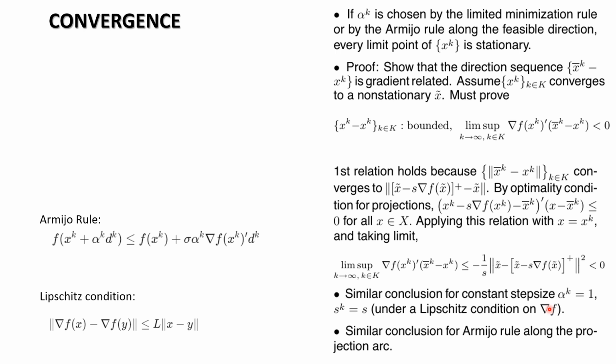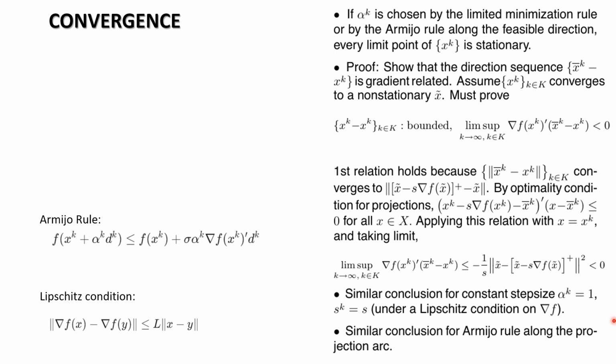As a conclusion, since both conditions hold, the direction sequence is gradient related, and we can apply the convergence result. If alpha k is chosen via Armijo or limited minimization, or for example alpha k is equal to 1, then every limit point is stationary.